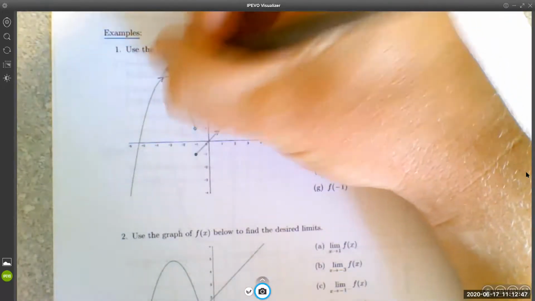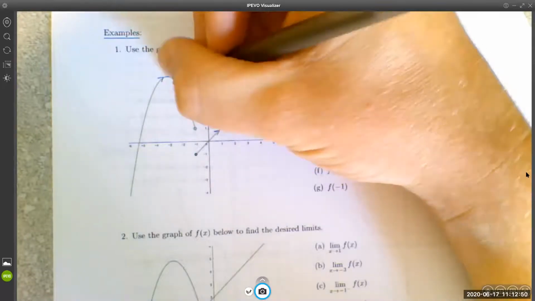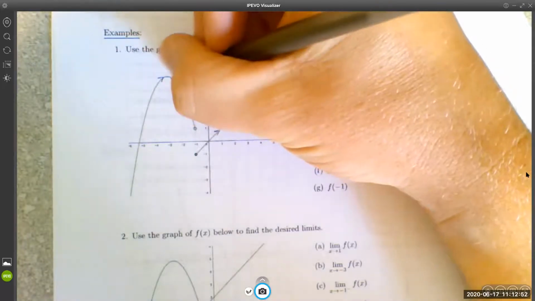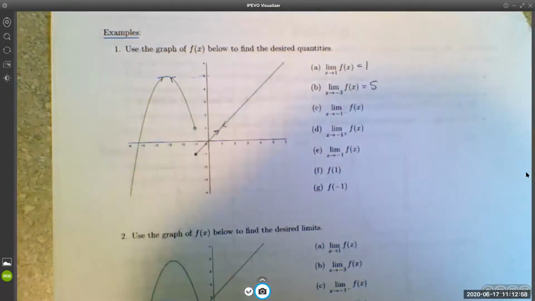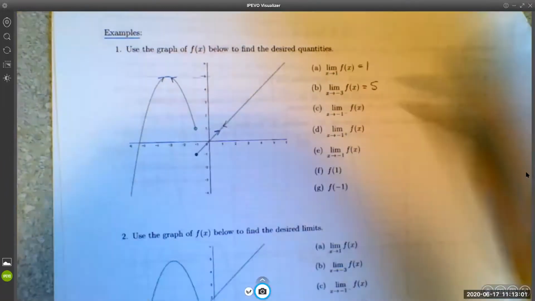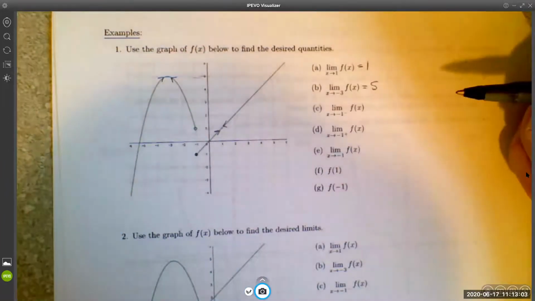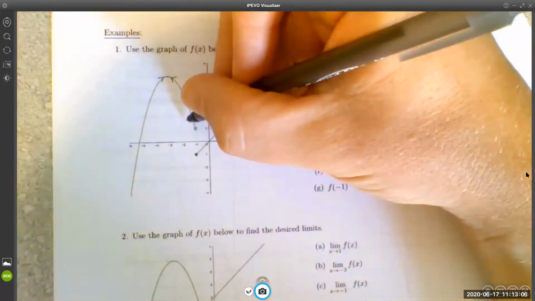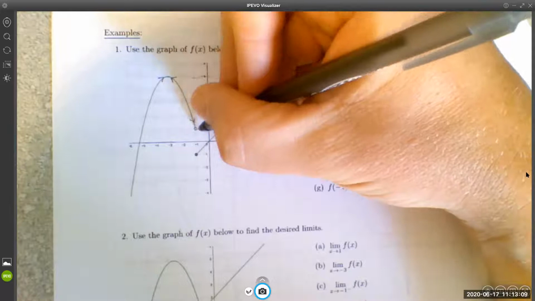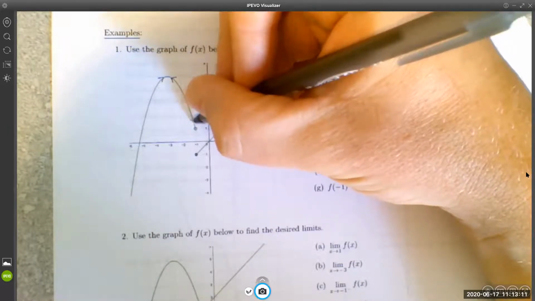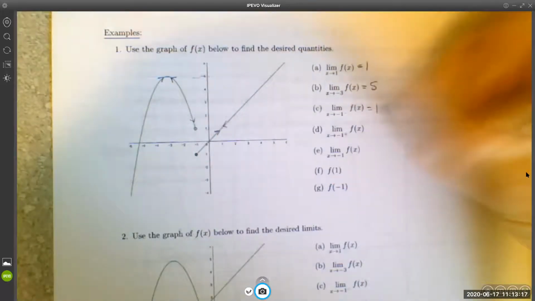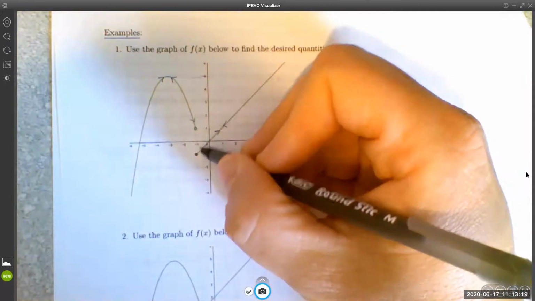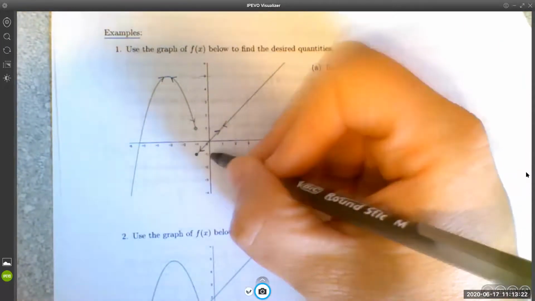If we look for the limit as x approaches -3 from the left, it seems like you're approaching y equals 5. From the right, again, it looks like you're approaching y equals 5. So the limit as x approaches -3 is 5. But now let's look at the limit as x approaches -1. As you approach x equals -1 from the left, you're approaching y equals +1. As you approach x equals -1 from the right, you're approaching y equals -1.